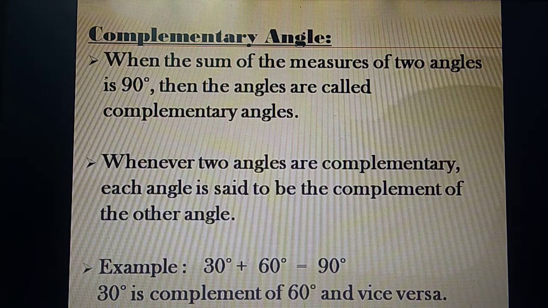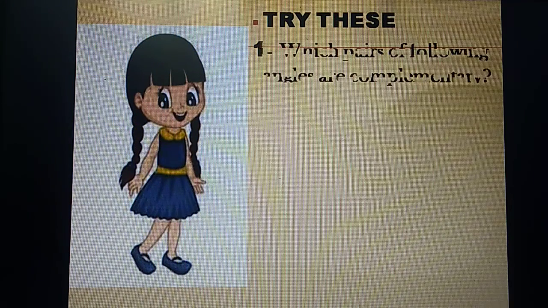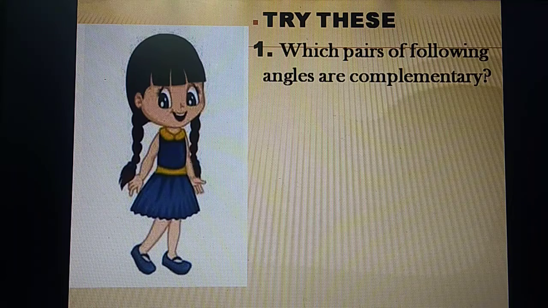How can you find complement? By subtracting the given angle from 90 degree. Now let's solve one sum to find out whether the pair of angles is complementary or not. Which pair of following angles are complementary? Here we will solve two sums. One which will show you how you will judge complementary, and one which will show you how you will say that angles are not complementary.